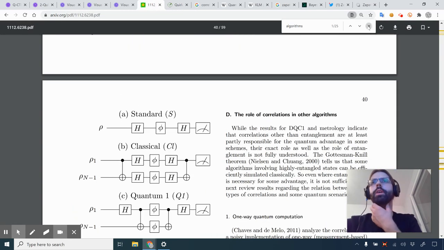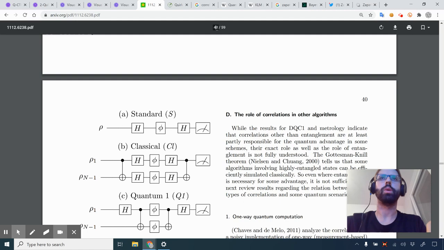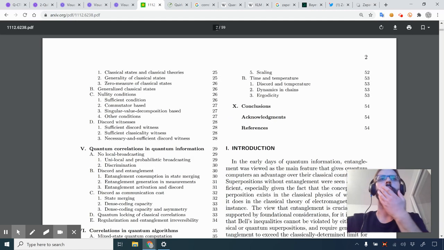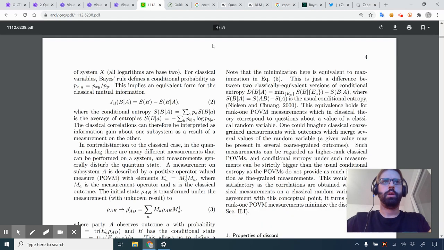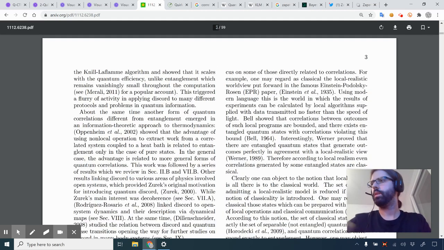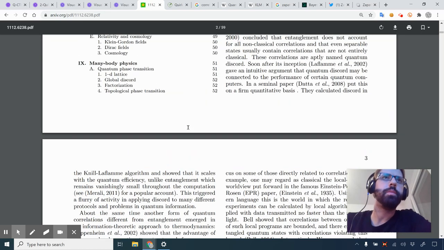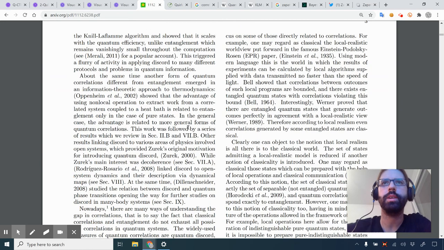Probably I shouldn't have jumped in so quickly. Let's try to understand a bit more what discord and stuff is. So, yeah, this is definitely a rabbit hole.